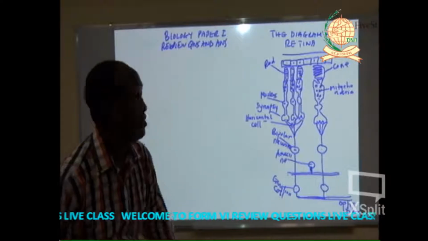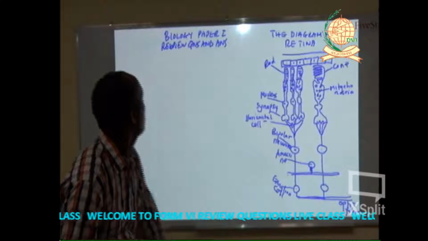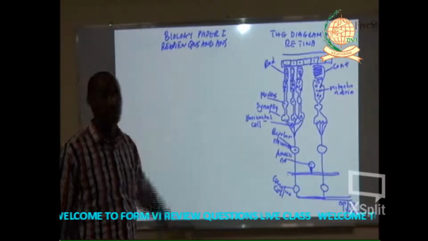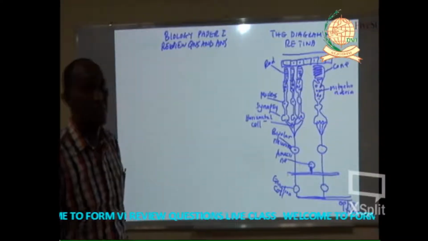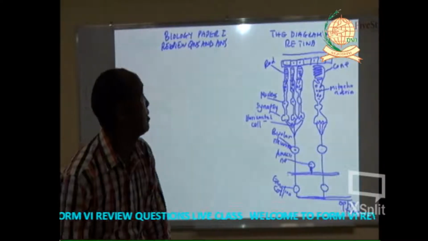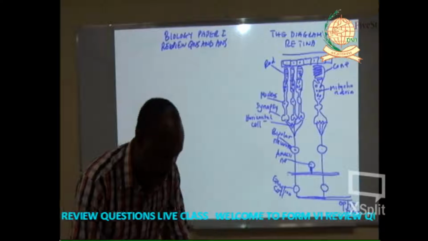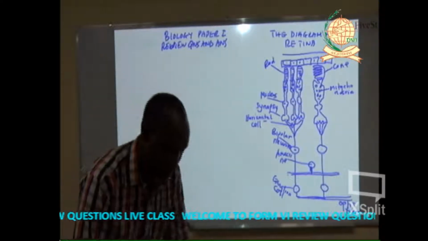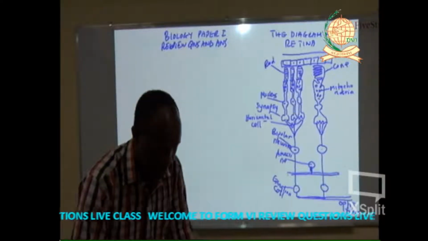Okay, once again, welcome dear viewers to the review of Biology Paper 1, review questions and answers, the 2019 Biology Paper 1, A level. We have already covered question 1 to question number 8. Today I will continue with question number 9 and 10.